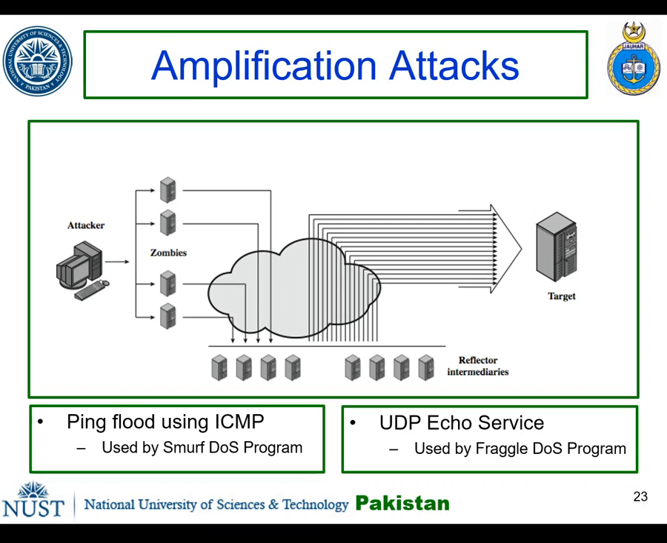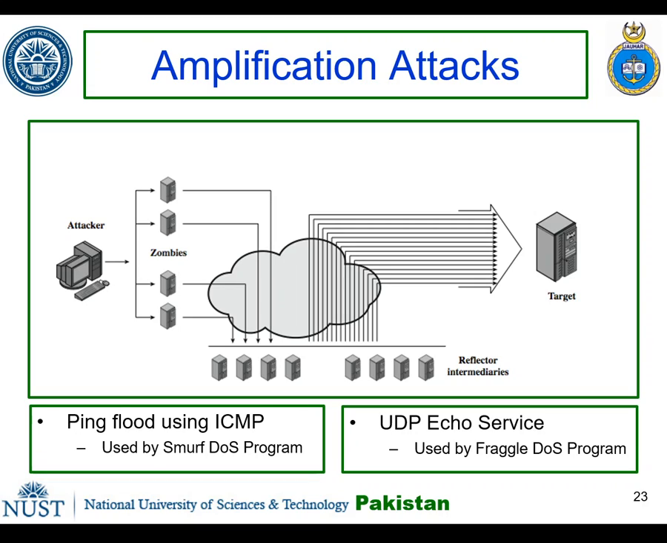Amplification attacks are a variant of reflector attacks that differ in generating multiple response packets for each original packet sent. This can be achieved by directing the original request to the broadcast address for some network. As a result, all hosts on the network can potentially respond to the request, generating a flood of responses, as shown in the figure on this slide.